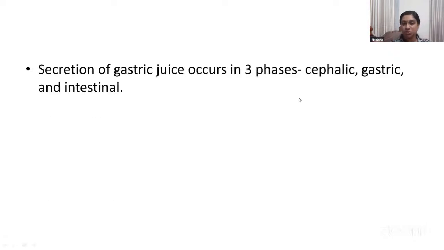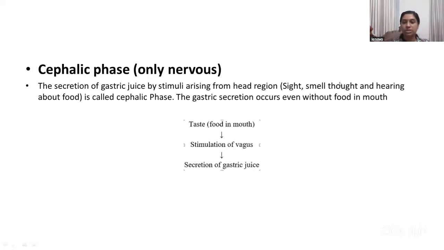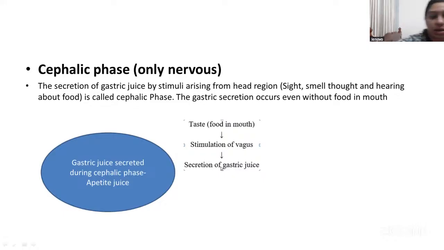So secretion of gastric juice basically occurs in the cephalic, gastric, and intestinal phases. The cephalic phase is purely under neuronal control. It is the secretion of gastric juice by stimuli arising from the head region. Sight, smell, thought, and hearing about the food are called the cephalic phase. Gastric secretion occurs even without food in the mouth; that's what we call the conditioned reflex. Taste, that is food in the mouth, leads to activation of the taste buds, salivary secretion, etc. It is caused by stimulation of the vagus, and it leads to secretion of gastric juices. This gastric juice secreted during the cephalic phase is called appetite juice.